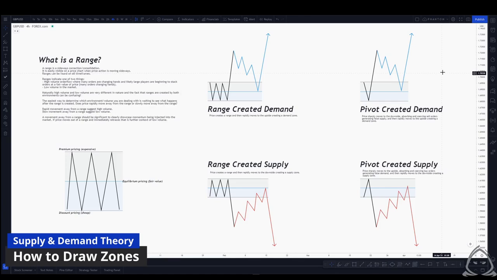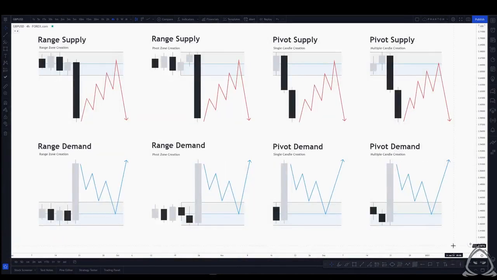Now we understand the differences between how zones are created, whether it be range supply or demand, or pivot supply or demand. The next question you're probably wondering is, how do we actually map out these zones? I understand the concept between range and pivot, but when it comes to actually drawing them, I need to see candles. I need to understand how to actually draw these zones so I can patiently wait for price to return to these areas so that I can actually take trades. So what we have in front of us are a couple different ways of mapping supply and demand zones using these ideas and concepts of zone creation.